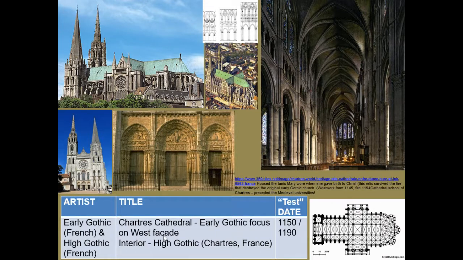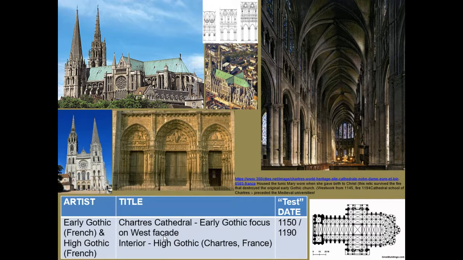Now this church housed a pretty important relic. It in fact was the housing space for the relic of the tunic of Mary, the garment that is believed to be what she was wearing when she gave birth to Christ. And when the building burned, it was thought that the tunic had been lost along with it, and it was miraculously discovered unharmed.